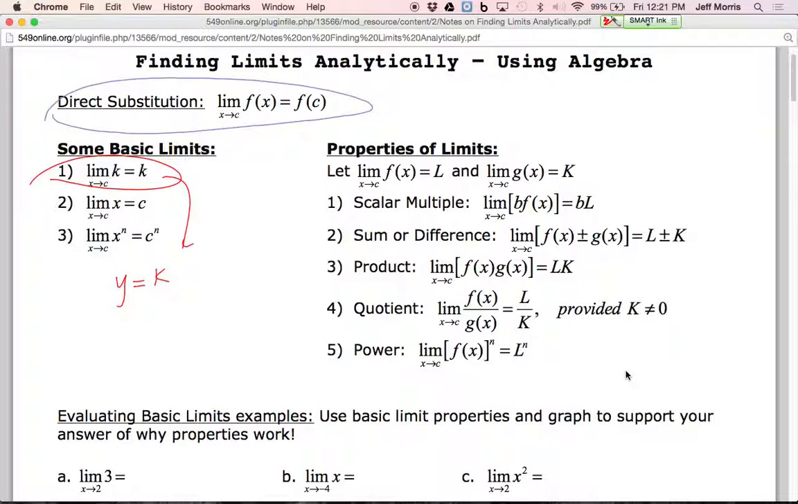Y equals x. It doesn't have an x in it, so I don't know how you do that. Yeah, but it's just a constant, so it's a horizontal. There you go. It's just a constant. I say k is a constant. So y equals k is a constant. So you would graph some horizontal line at k.